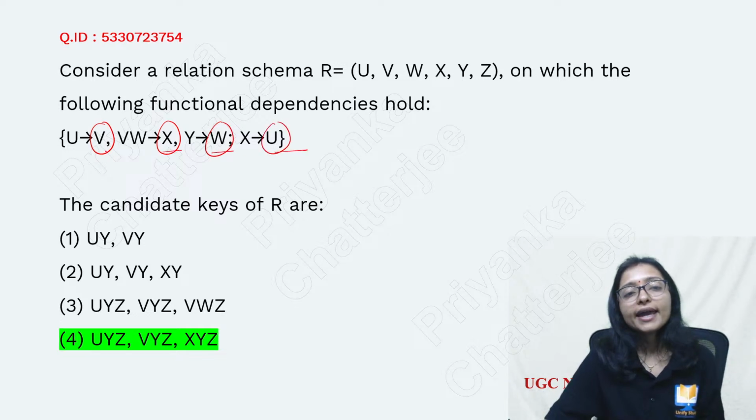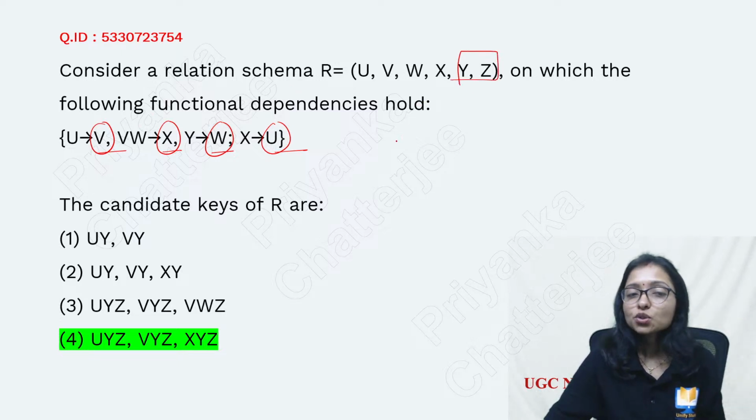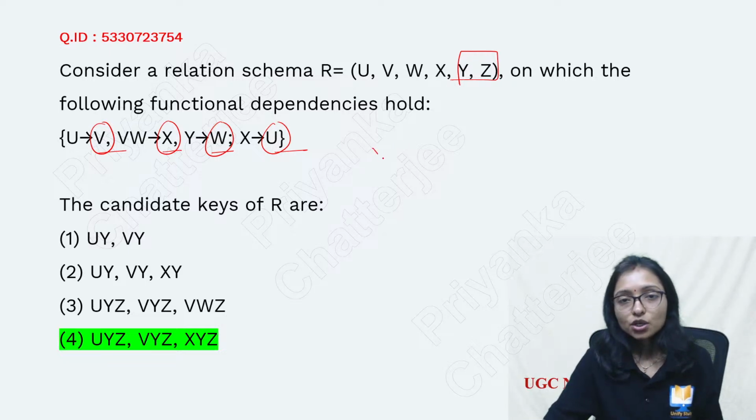U, W, X, V is present. Y and Z is not present. Means anyone is not able to determine Y and Z. So definitely Y and Z should be part of the candidate key. Y, Z closure, if I am doing, then it will always be a key.